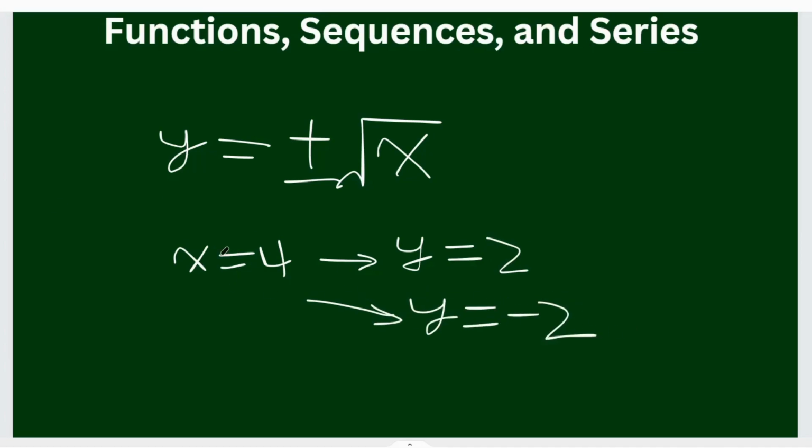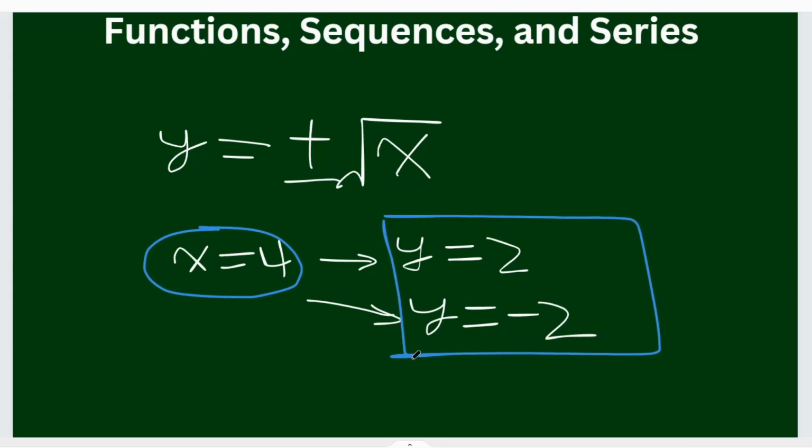So you can see in this case, for one input of x, you get two different outputs of y at the same time. And for example, if x is equal to 9, then you would get y equal to 3, and y is also equal to negative 3.